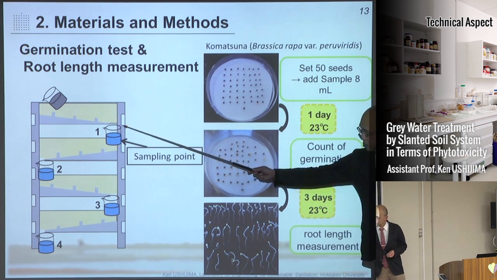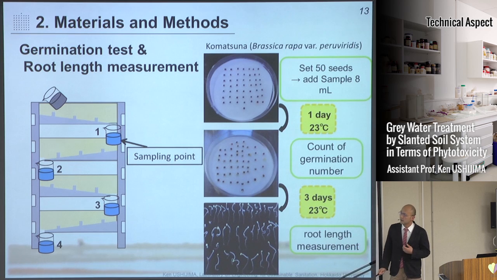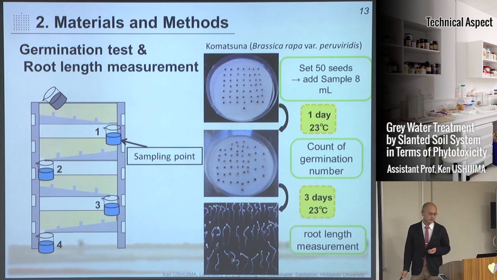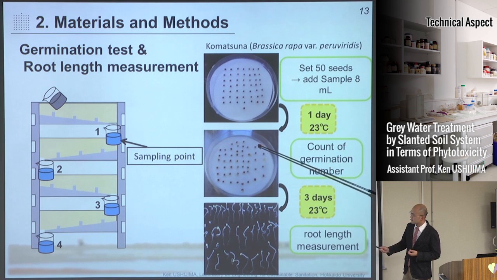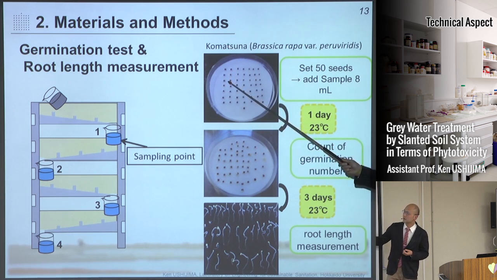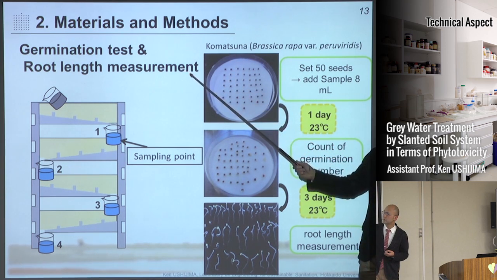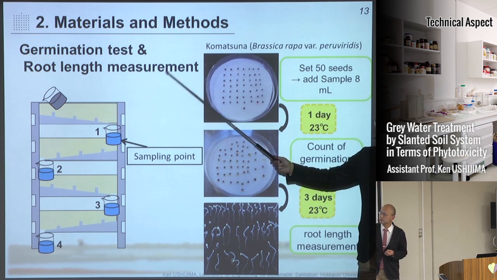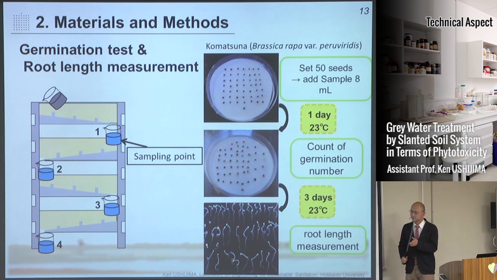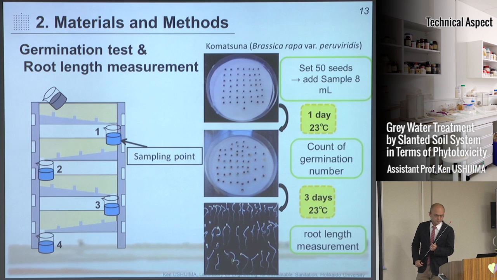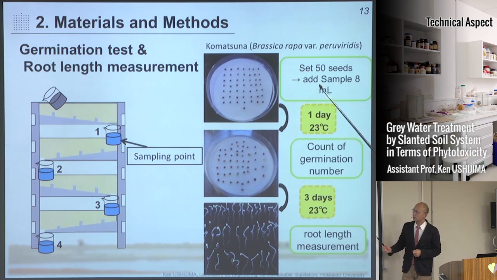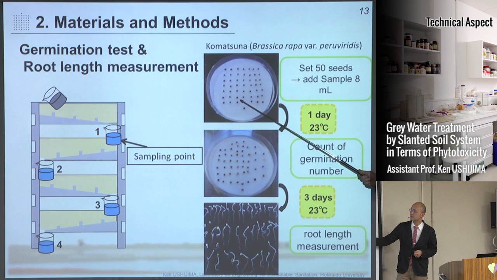We took the sample from each chamber, then we analyzed the basic items. And among these items, the important items to measure the quality are the germination test and root length measurement. This is a very simple method, and we don't need any special equipment. So just put the plant seeds, then put the sample water.